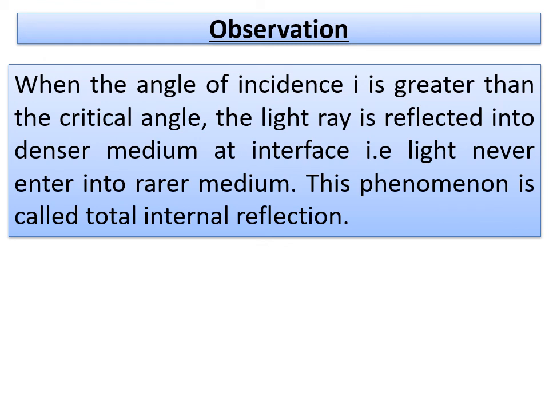When the angle of incidence I is greater than the critical angle, the light ray is reflected into the denser medium at the interface. That is, the light never enters the rarer medium. This concept is known as total internal reflection.